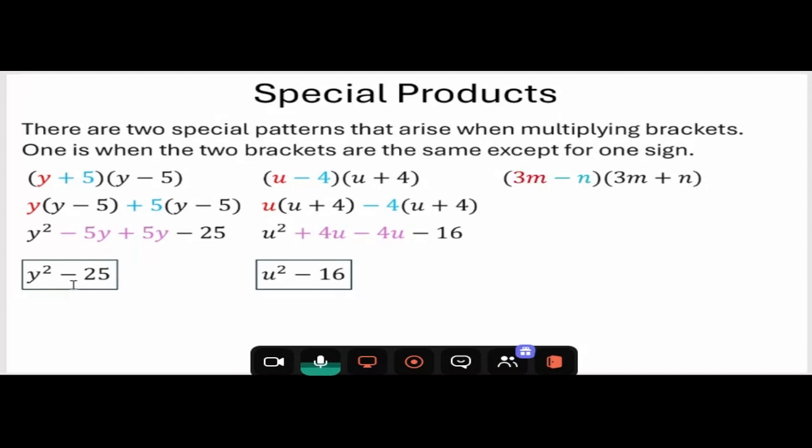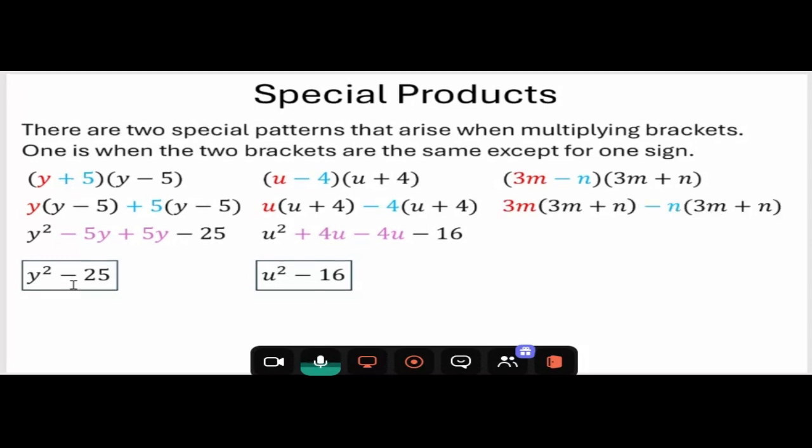And the last one, we're hopefully starting to see what's going on here. Some of you could maybe even guess what this expansion is without doing it, which is what our ultimate goal is here. We're going to take the 3m and multiply it into the second bracket, and the negative n in blue and multiply it into the second bracket. 3m times 3m is 9m squared. 3m times n is 3mn plus 3mn.